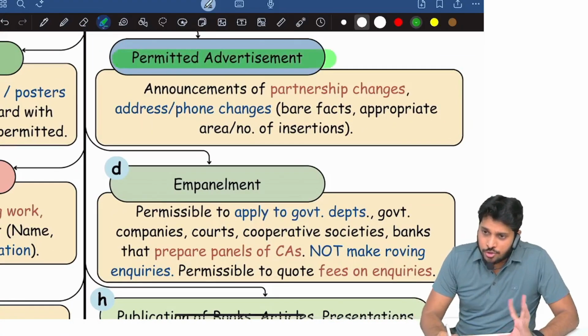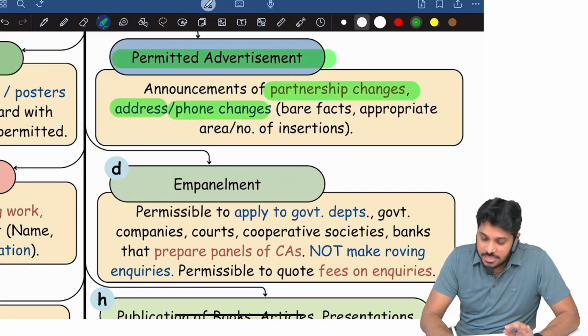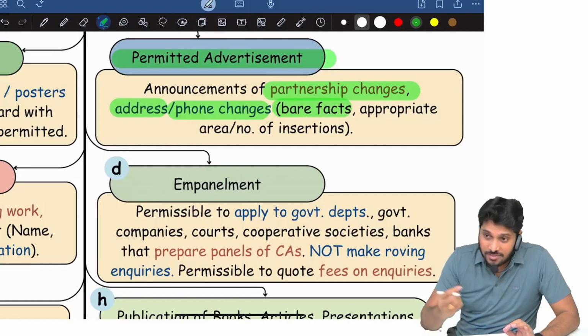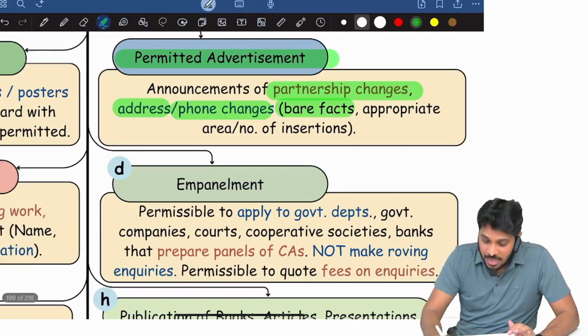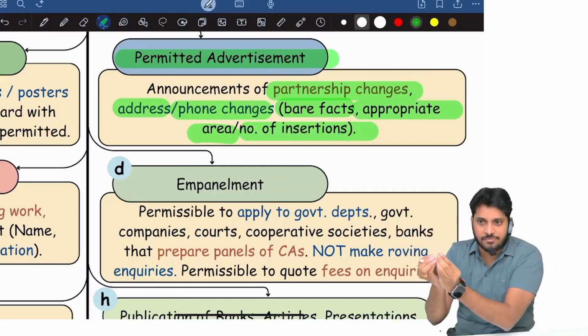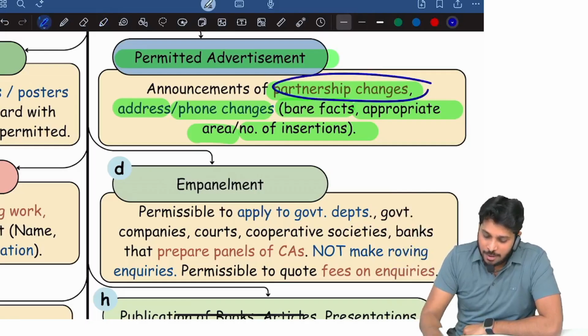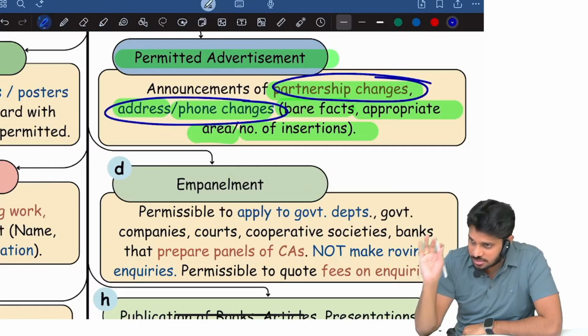Can you do any advertisement? No, not permitted. However, for any changes in your partnership or any change in address and phone numbers, the advertisement should be only a bare statement of fact, with appropriate area and number of insertions, like a classified advertisement you can put. That too regarding only partnership changes, address and phone number changes, that only.